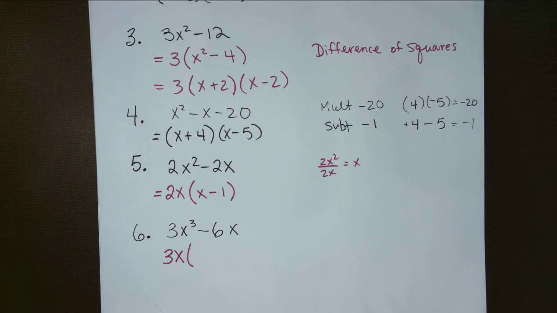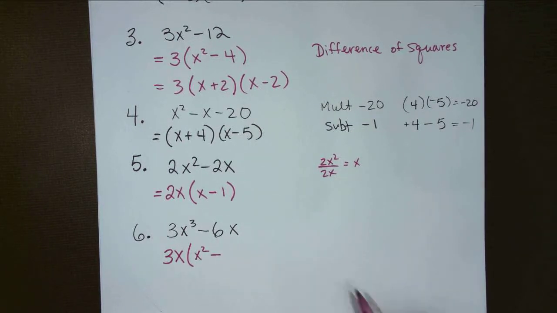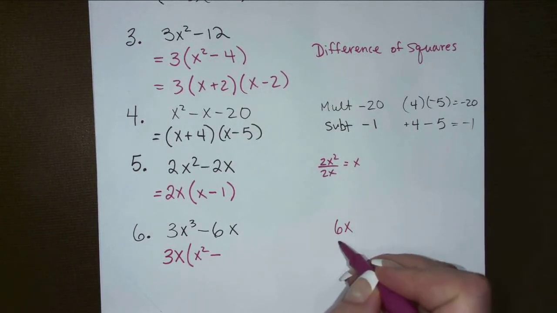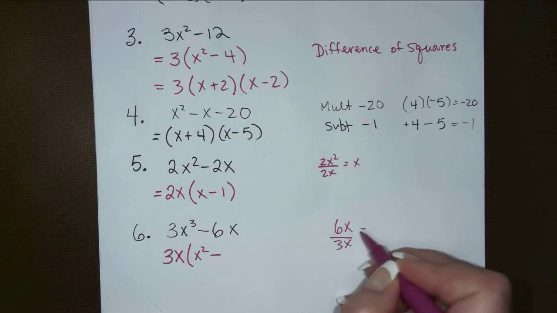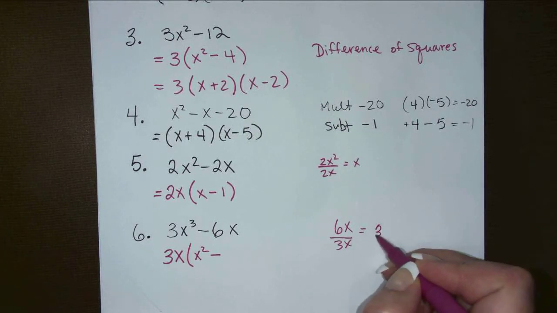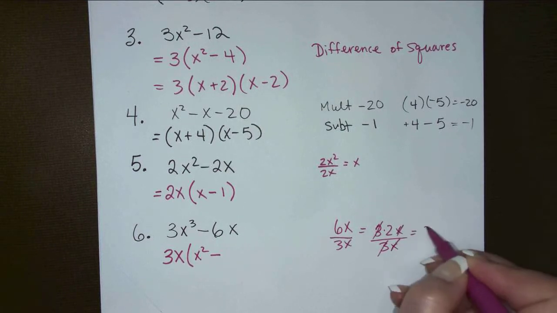So 3x, what would we have left? x squared minus just 2. Right? 6x divided by 3x. The x's cancel, and a 3 cancels, and 6 is 3 times 2. So just a 2.